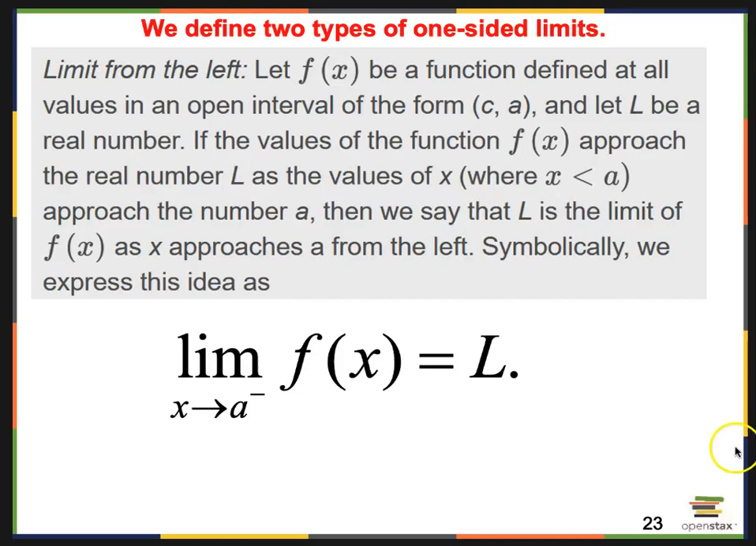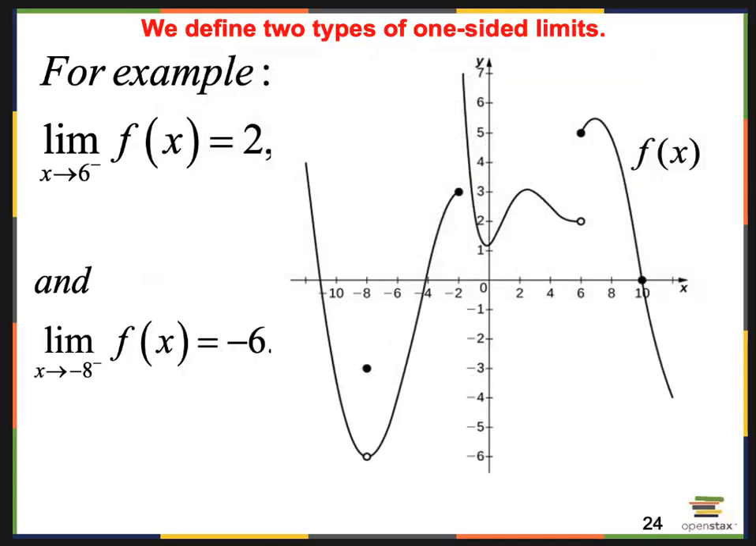And you notice it's a little different. It has this, looks like a negative sign. Well, that means we're approaching a from the left. Okay, so we're approaching a from the left. So this is a left-sided limit. So let's take a look at a picture or a graph.